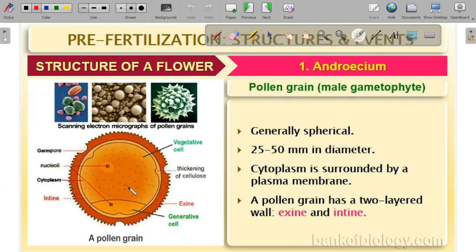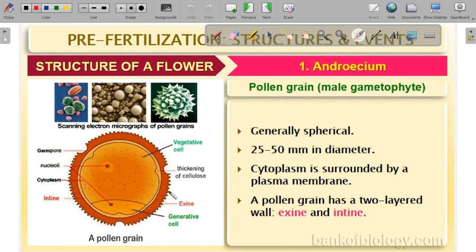Now we'll look at the pollen grains. The pollen grain is haploid, but what will occur from there? We have two types of cells here. The larger one is called the vegetative cell, and the smaller one is called the generative cell. When you look at the outer layer, it is made up of exine, and the inner layer is called the intine.